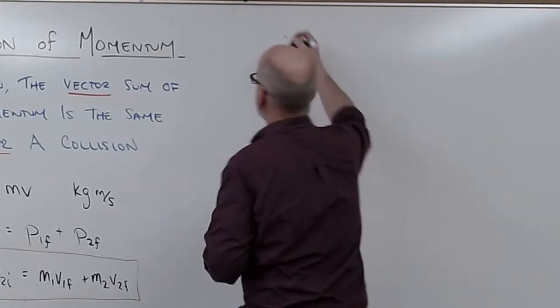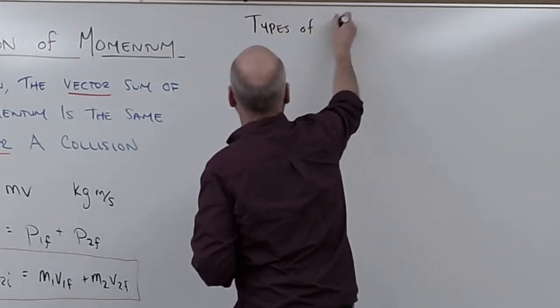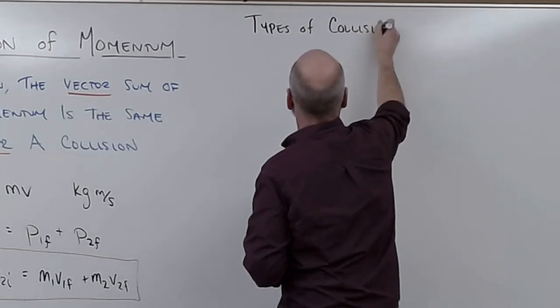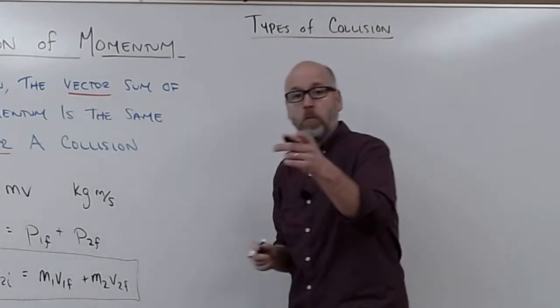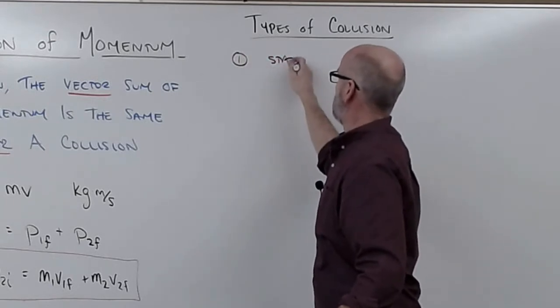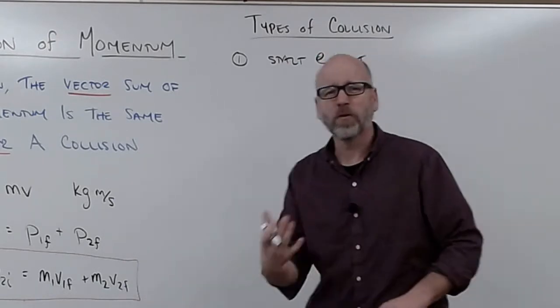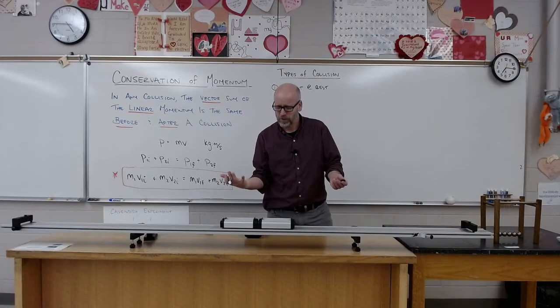The first type of collision that we are going to look at is ones where it starts with no momentum. Number 1 is when they start at rest. Now, I know you're thinking, huh? What's this have to do with a collision?